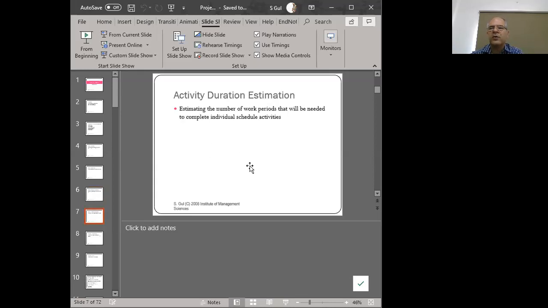And I'll talk about that more in something called the resource breakdown structure. Now, once that is done, the next step is to estimate the duration of that activity, right?